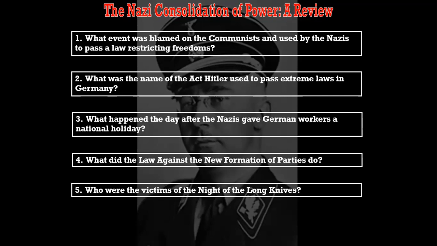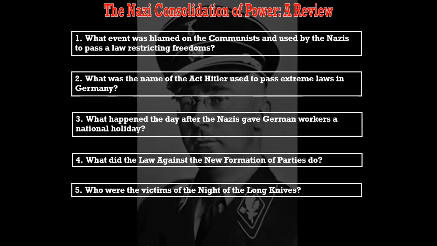What was your answer to question 1? Of course, it's the Reichstag fire. Extra marks if you got the date, which was the 27th of February, 1933. What was the name of the act Hitler used to pass extreme laws in Germany? Of course it was. It's the Enabling Law, or the Enabling Act, passed on the 24th of March 1933 in the Kroll Opera House, with an incredible amount of intimidation. Extra marks for the date.